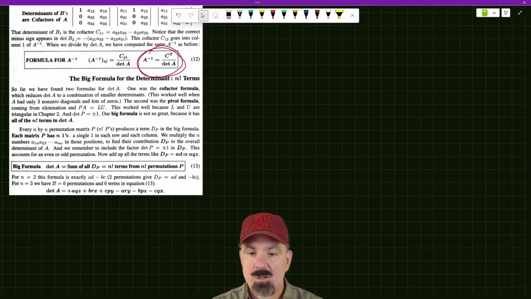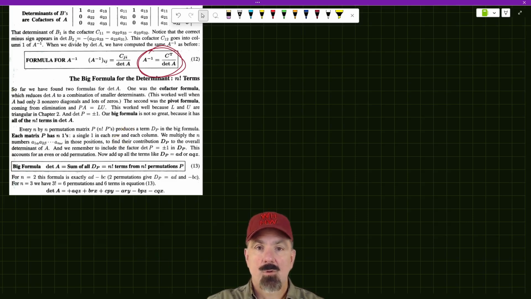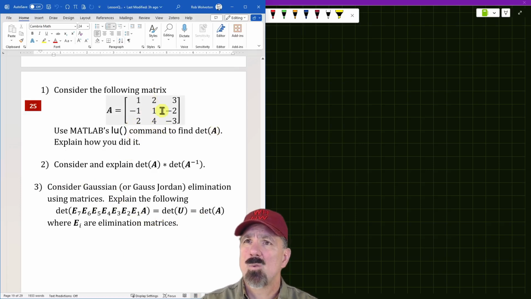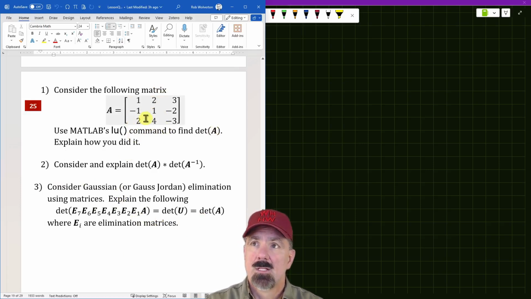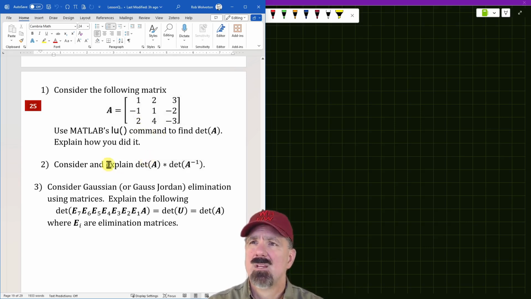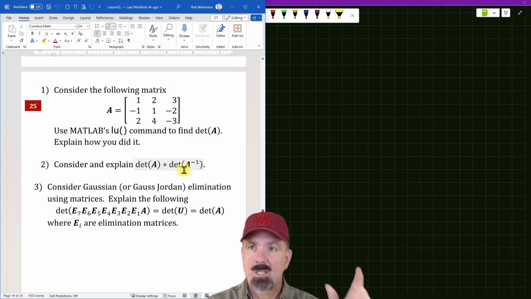So really what we want to do is just come back and take a look at the problems for the end of section 5.2. So here are the questions. We have a matrix that we talked about last time, and what you're going to do is use MATLAB's LU command to determine what the determinant of A is. Make sure that you understand the correlation between the LU decomposition and the determinant of A. Have a little thought about what is the determinant of A times the determinant of A inverse. Think about that. That's one of the important results from the product formula that we have.